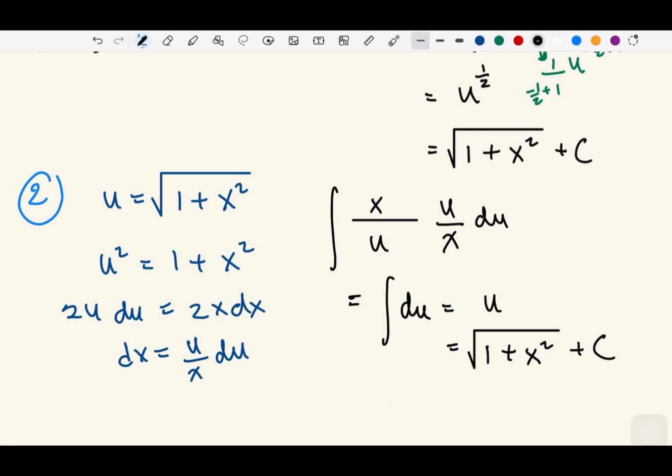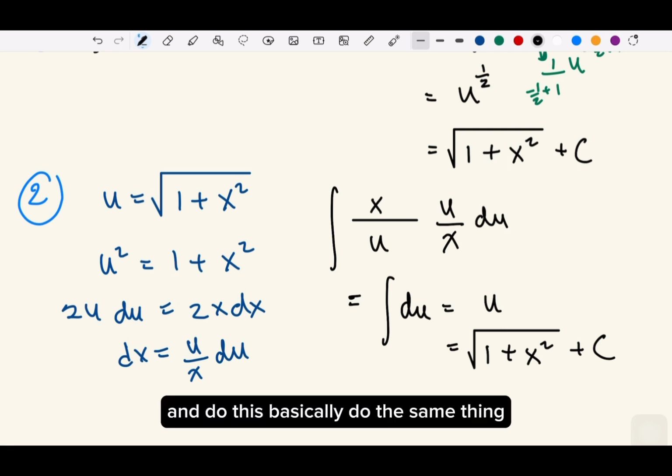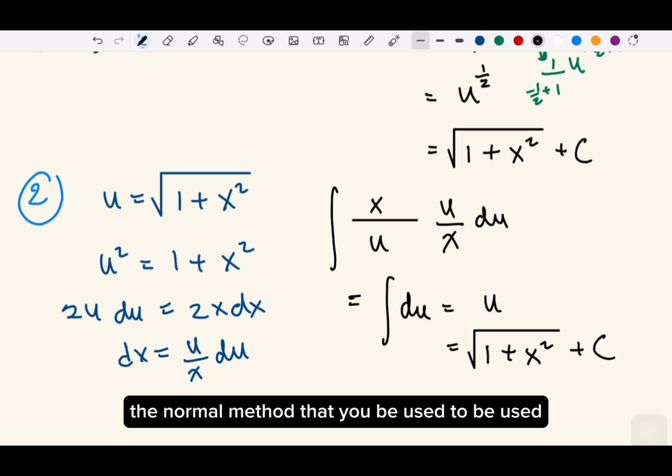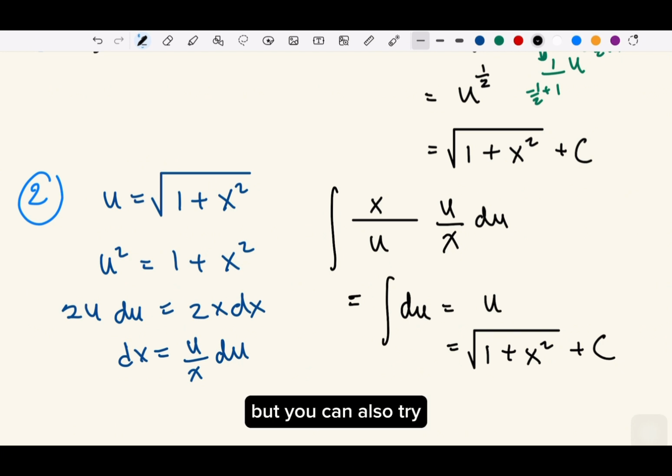Interesting. You can do this. You can take the square, remove the square root, and basically do the same thing: take the x, substitute into the dx here, and since u is the whole thing here, it simplifies. The first method is the normal method that we usually use, but you can also try taking the square, which is maybe more simplified.